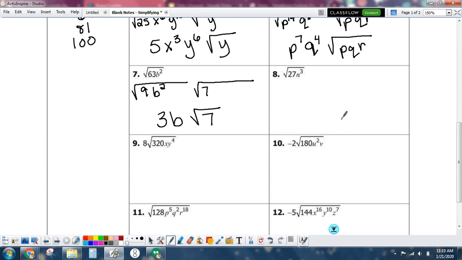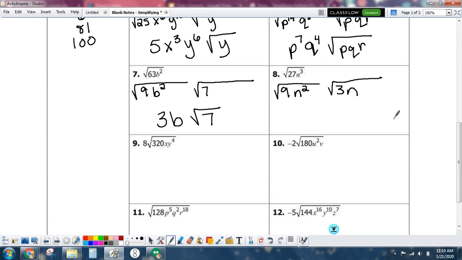Right, so number 8, 27 is not a perfect square, but I do know that 9 goes into that one as well. So I'm going to go ahead and write out my radicals, put 9. 9 times 3 is 27. And then n to the 3rd, I know the 3 is not divisible by 2, so I have to subtract 1. And I put the extra n over there.